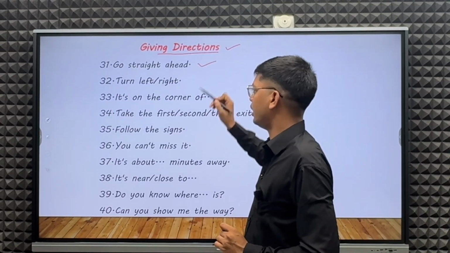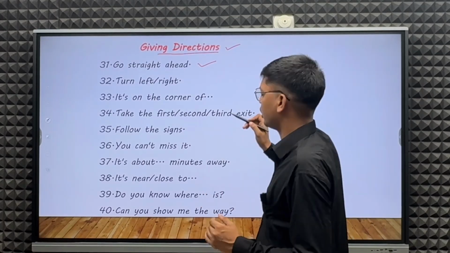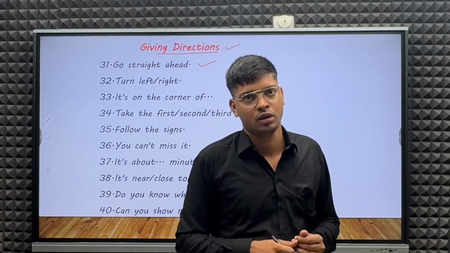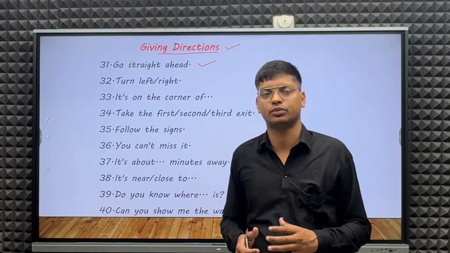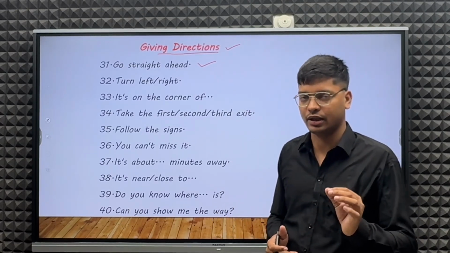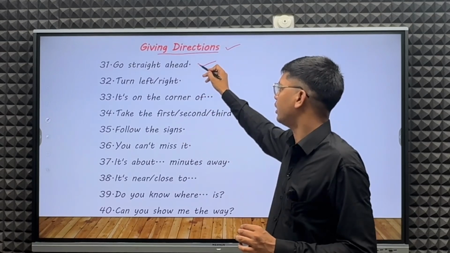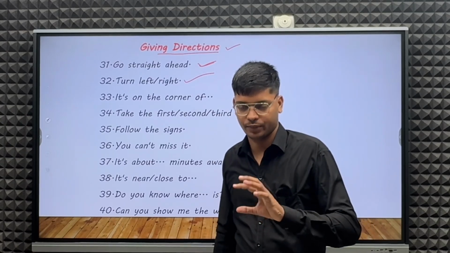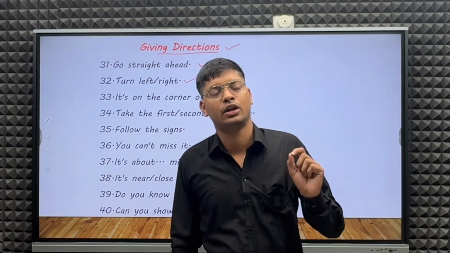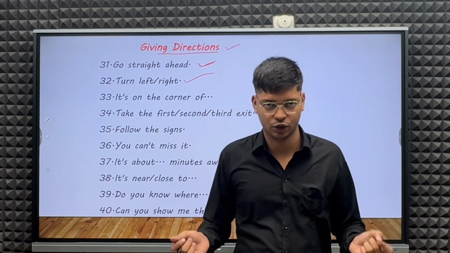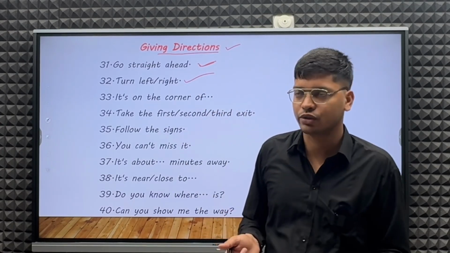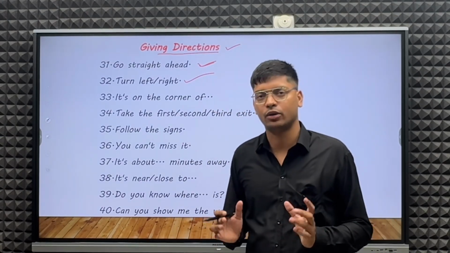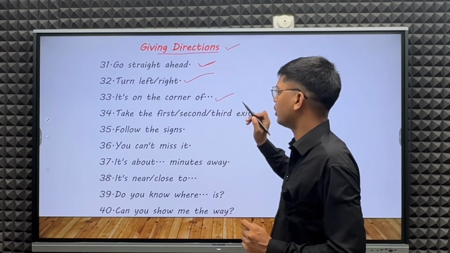First, go straight ahead. Whenever any person asks you for directions, you can say go straight ahead. Turn left or right. If you have any situation of turning, you can use this sentence, turn left or right, in your car, in the bus, walking or on a bike. Okay, it's on the corner of.